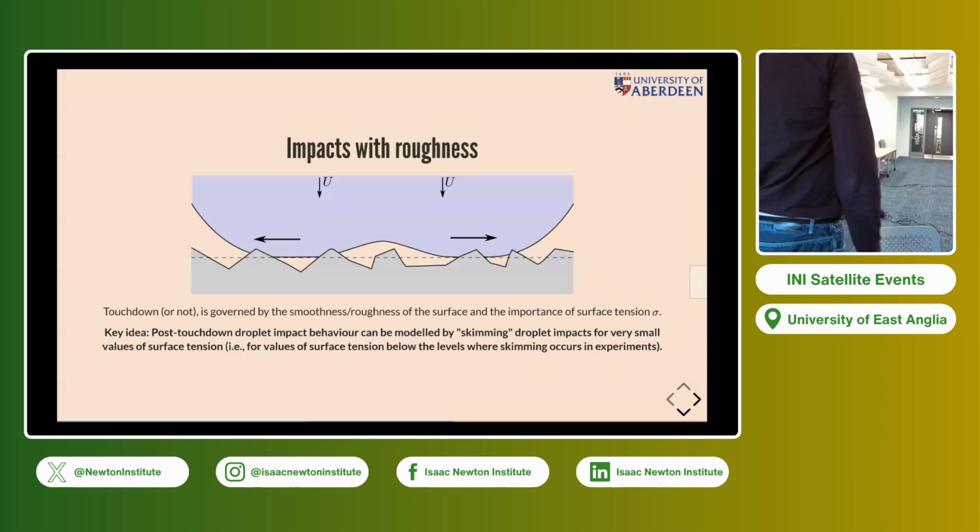What is the surface tension? Is it driving the flow into the bit that's closest to the wall to sort of push it away?